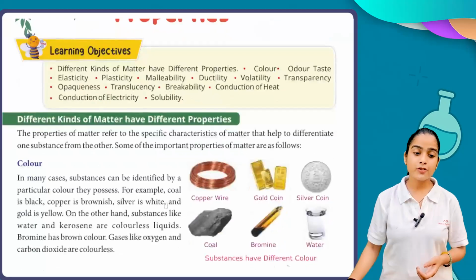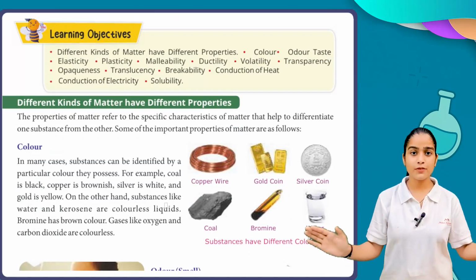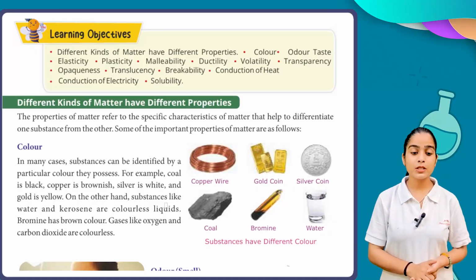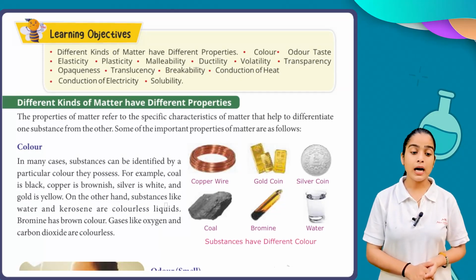Different kinds of matter have different properties. Each and everything in your surroundings is matter. The properties of matter refer to the specific characteristics of matter that help to differentiate one substance from the other. Some of the important properties of matter are as follows.